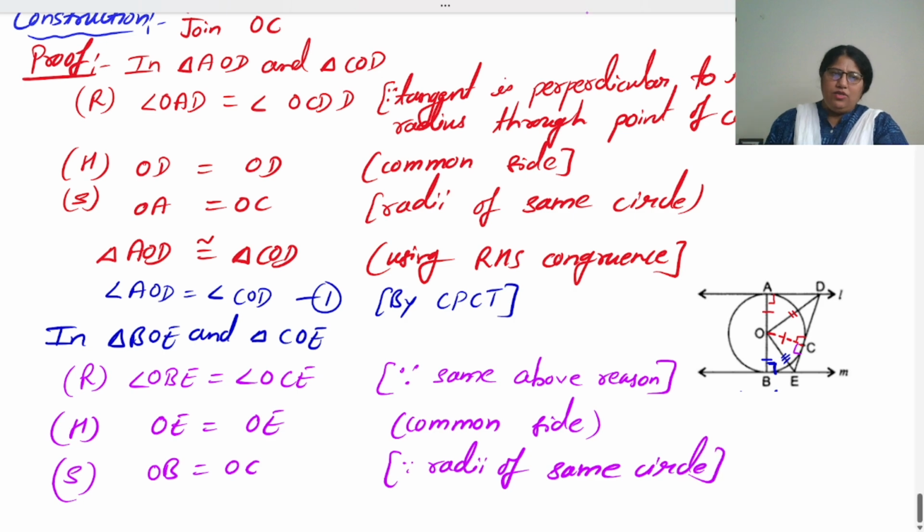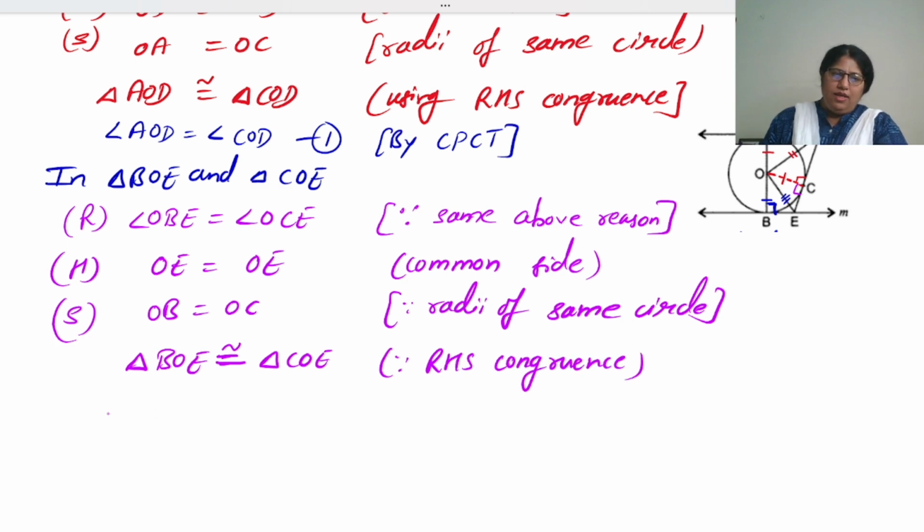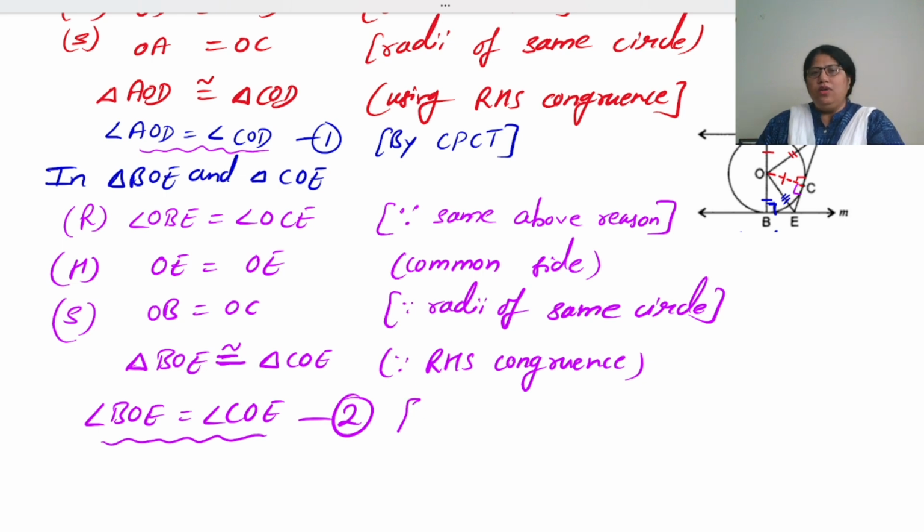Now again, you can take these two triangles as congruent. How are we going to take it here? Using RHS congruency. So triangle BOE is congruent to triangle COE using RHS congruence of triangles, right? Then what do we take? So can I take here angle BOE will be equal to angle COE. This is your second statement. So to get these two statements, we are using the congruency part, here by CPCT. Now how are we going to use this result? I have to get the angle.